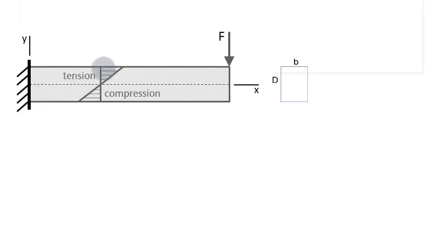As is evident from the strain distribution diagram, we are going to get tensile strain above the neutral axis, while compression strain below the neutral axis, with maximum tensile strain acting at the top fiber, let us denote this as epsilon st, and maximum compression strain acting at the bottom fiber, which is epsilon c.